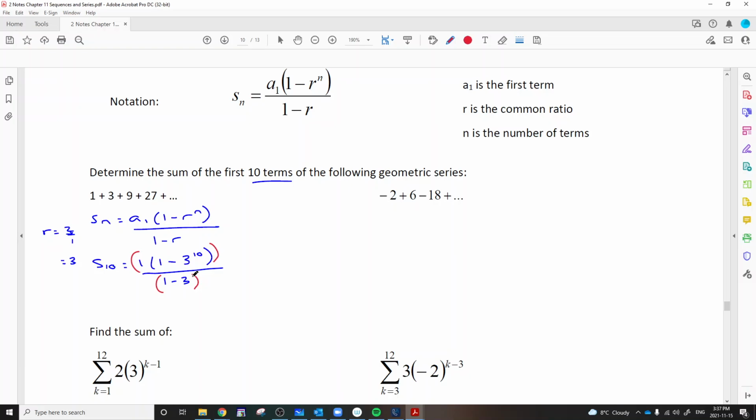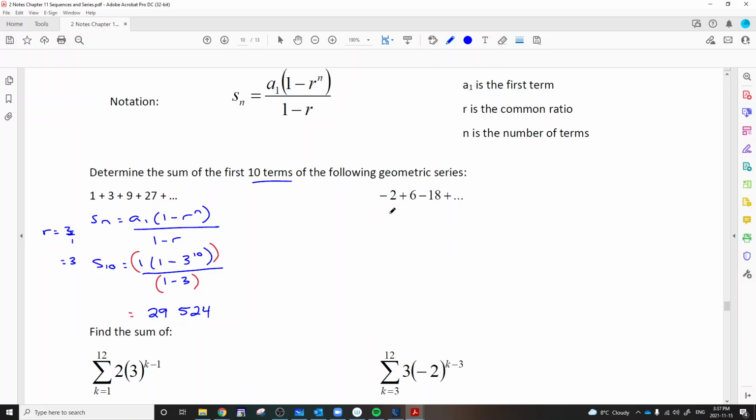But if you want to plug in divided by 1 minus 3, make sure you put bracket 1 minus 3 unbracket, because you have to have the subtraction happen before you divide, which is the opposite of BEDMAS. So make sure you include the brackets. If you've plugged this in correctly, you should get a sum of 29,524. All right, pause the video and try the next one.